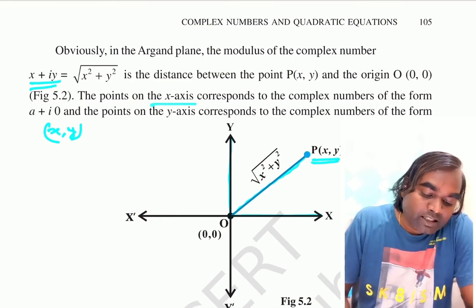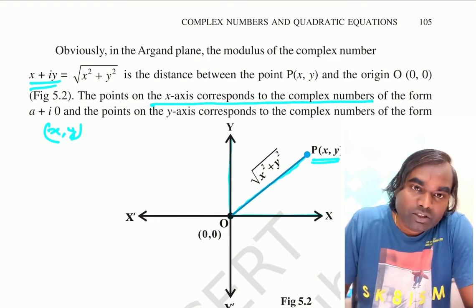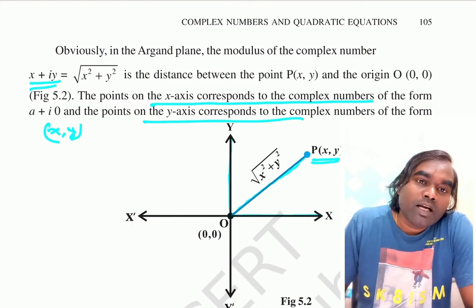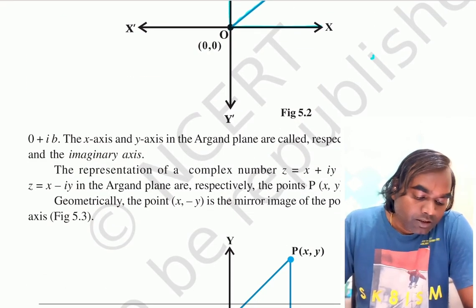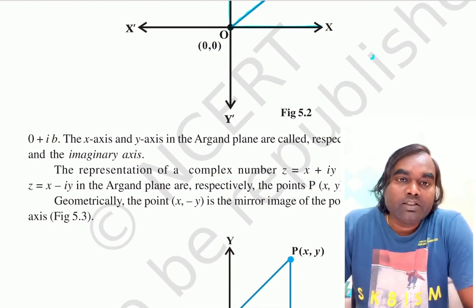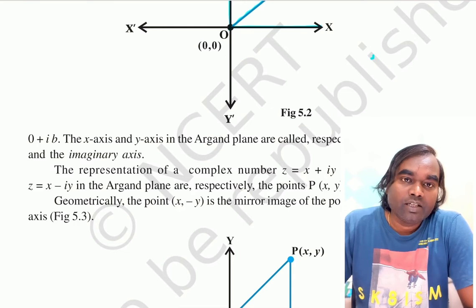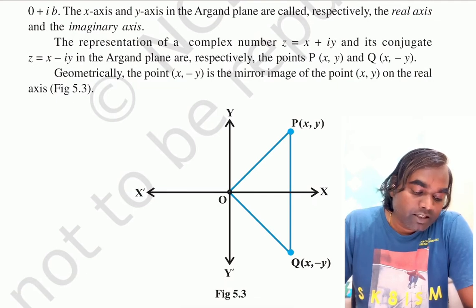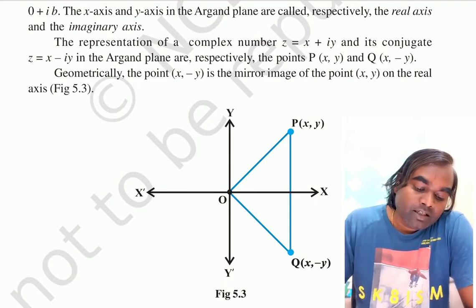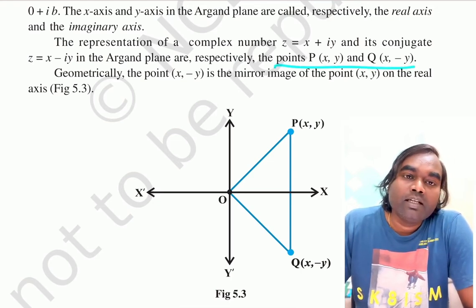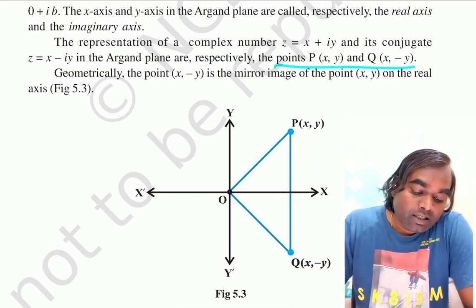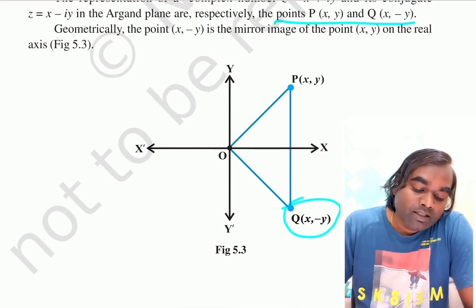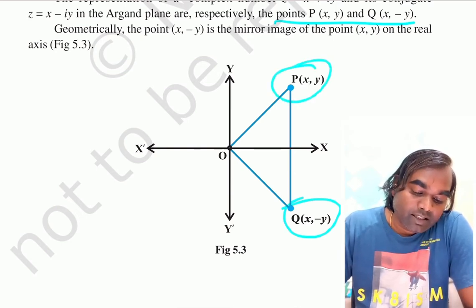The point on the x-axis corresponds to a complex number of the form a plus i0, and the point on the y-axis corresponds to a complex number of the form 0 plus ib. As I already told you, the x-axis is known as the real axis and the y-axis is known as the imaginary axis. The representation of a complex number and its conjugate in the Argand plane is given by P(x, y) and Q(x, minus y). That means in the complex plane, point Q is the image of point P on the real x-axis.